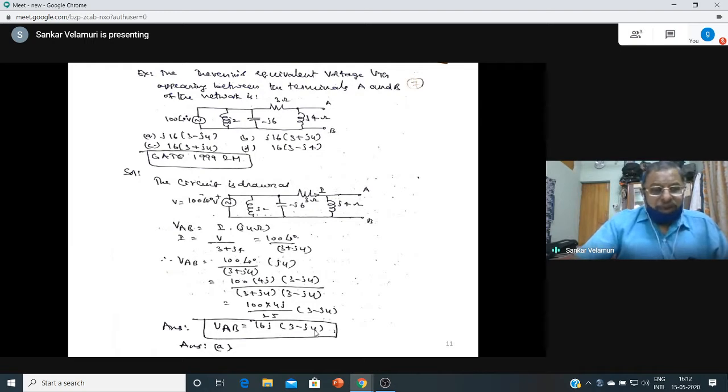So that means it is of inductive type, which is not being given, so I am not telling that. So if you take a further step in this, actually 16j into 3 minus j4, what is the final solution? What is the nature of the current voltage? What is the nature of the current?